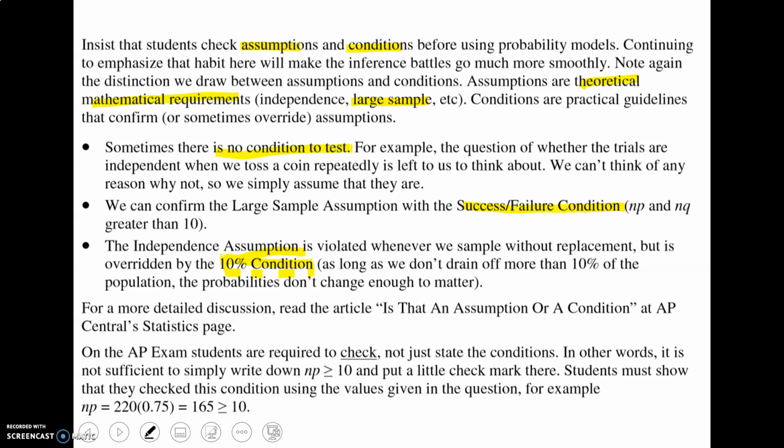The independence assumption is met either by having replacement, like let's say you're drawing a card, then you do it with replacement, then it's independent. Or you can do the 10% condition, like if you have 30 people, then is there more than 300 people in the population? Because you need to meet the 10% condition to assume independence. All right, this one, I think we read it together in class one day. So if you want to look into it again, you can find it on AP Central.